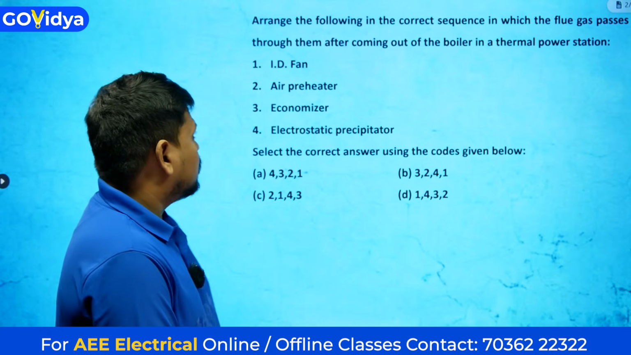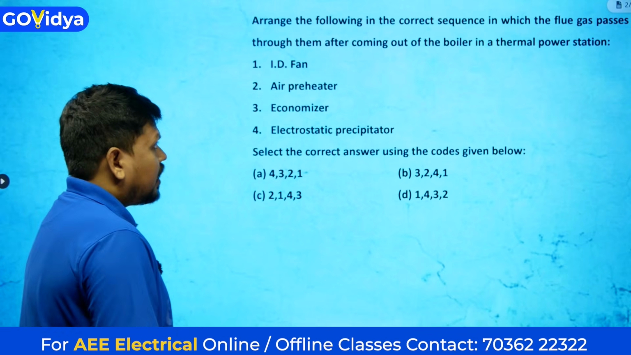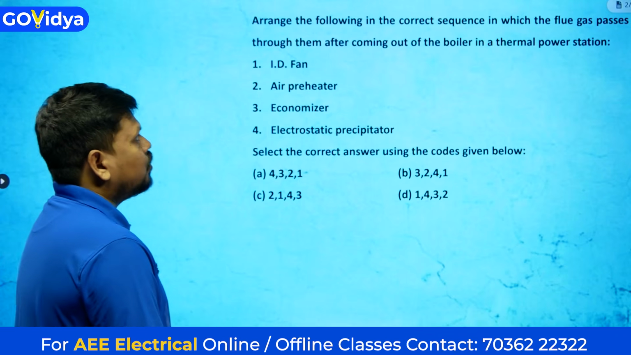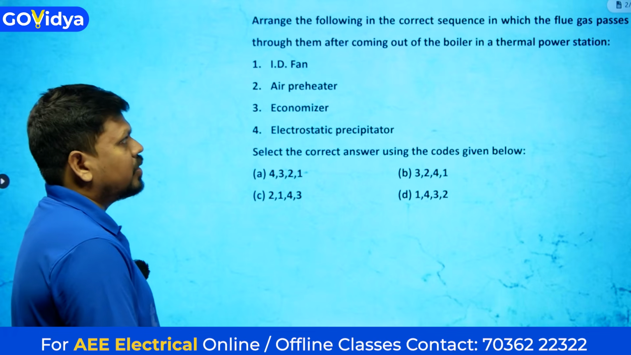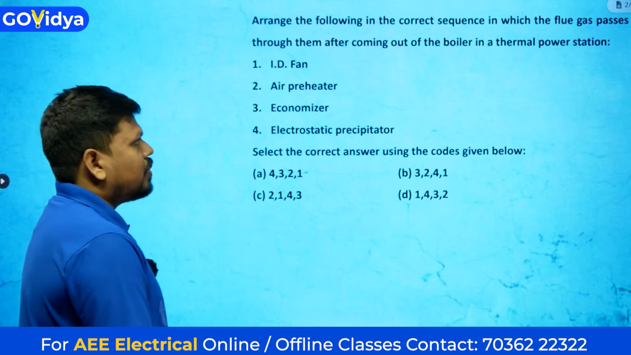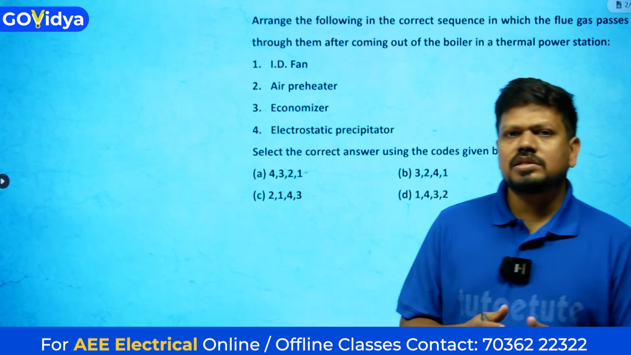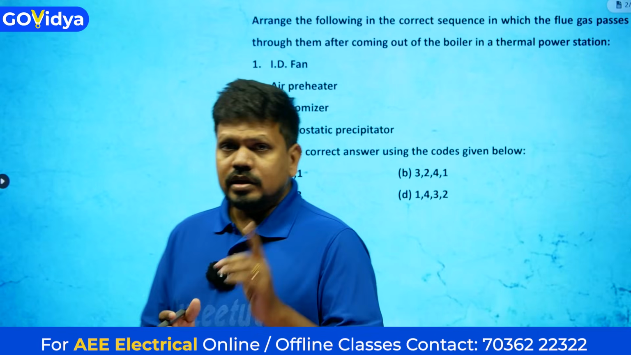Then what they have asked: arrange the following in the correct sequence in which the flue gases pass through them after coming out of the boiler in a thermal power station. They have given different components, and they are asking what is the sequence of flue gases through these components.